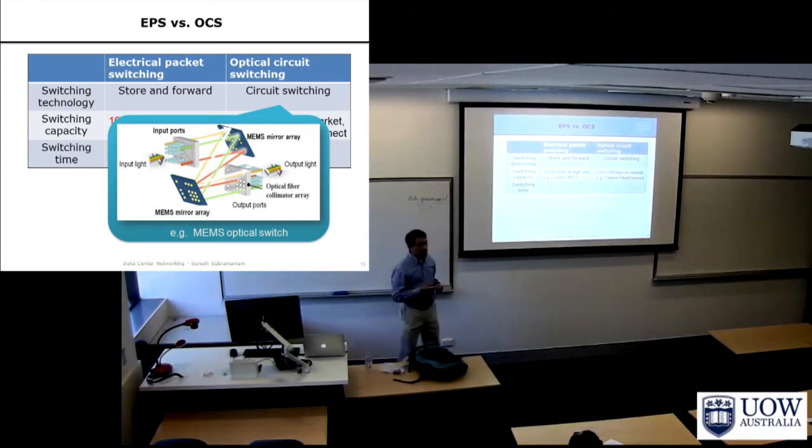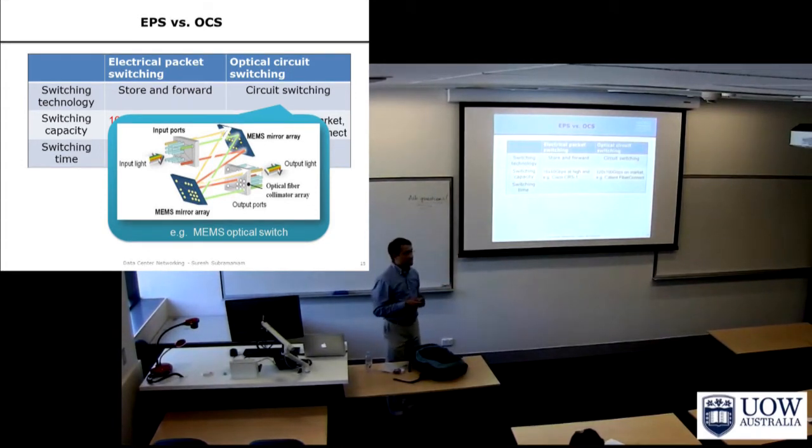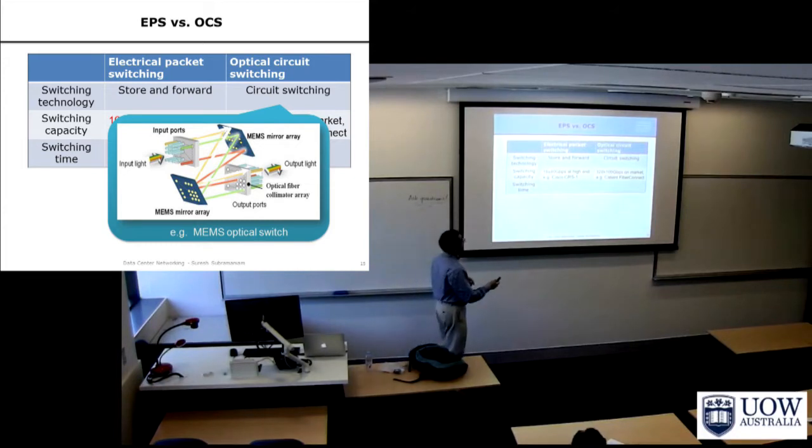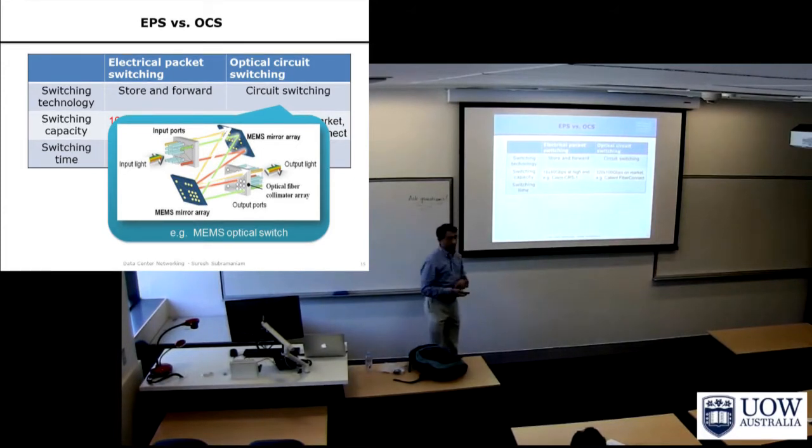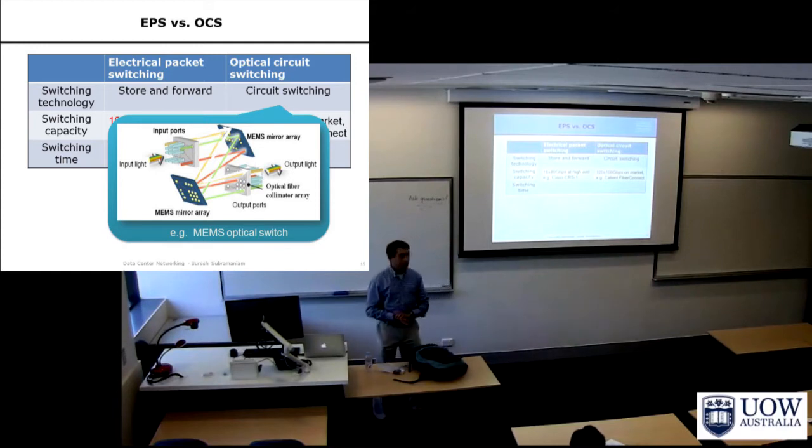In terms of switch capacity, optical switches have a much higher capacity than electronic switches. Here is a state-of-the-art Cisco switch, 16 by 40 gigabits per second. That's 640 gigabits per second. Whereas here is an optical switch, 320 by 100 gigabits per second, from this Cadmium fiber connect switch. So it's orders of magnitude larger than the capacity of an electronic switch.